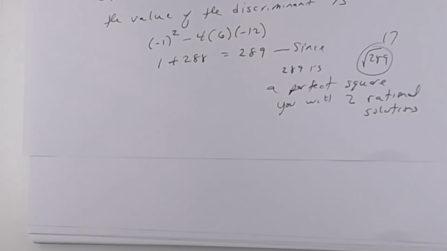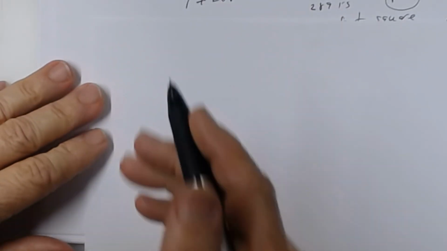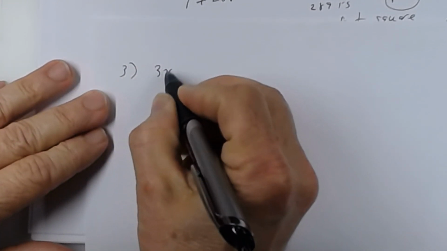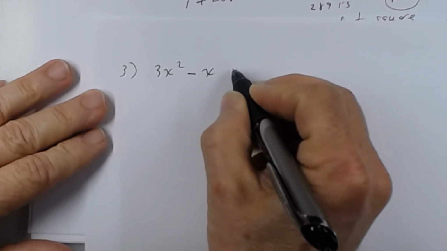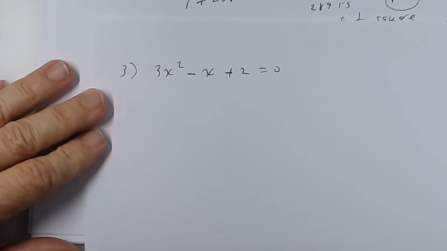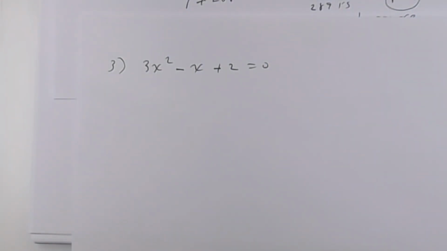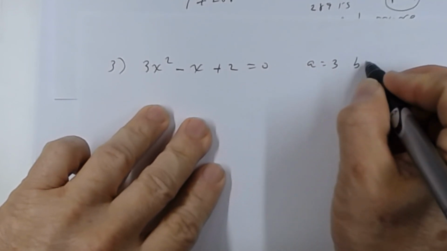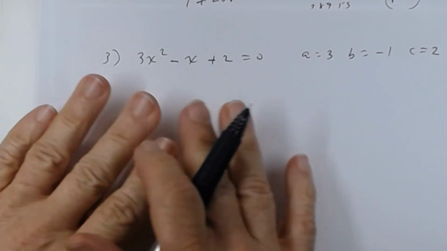All right, let's look at this one. Number 3. All right, suppose we had 3x squared minus x plus 2 equals 0. So 3x squared minus x plus 2 equal 0. So first of all, is this in general form? Yes. So what's A? What's B? -1. And what's C? 2. So you just want to know how many and what kind.